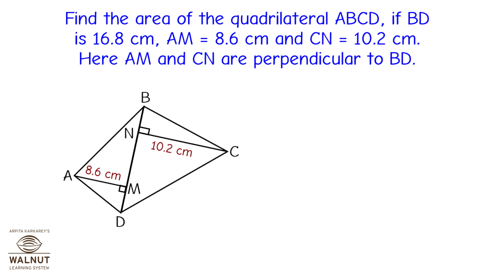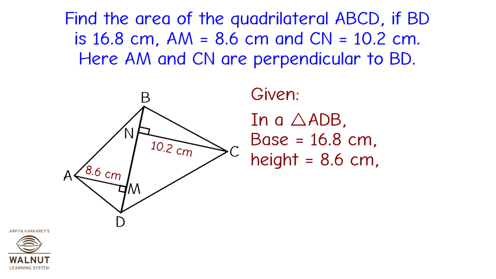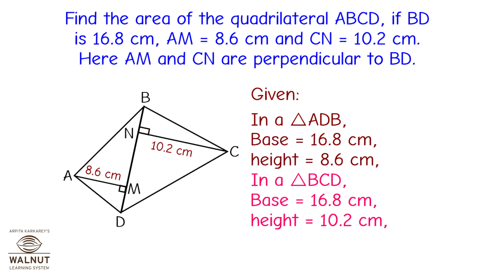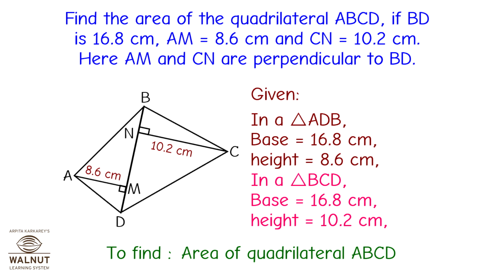Let's try one more. Find the area of the quadrilateral ABCD if BD is 16.8 centimeters, AM is equal to 8.6 centimeters, and CN is equal to 10.2 centimeters. Here, AM and CN are perpendicular to BD. Here, we have a diagram. Let's put in the information that is given into the diagram. What do we have to find? The area of the figure.